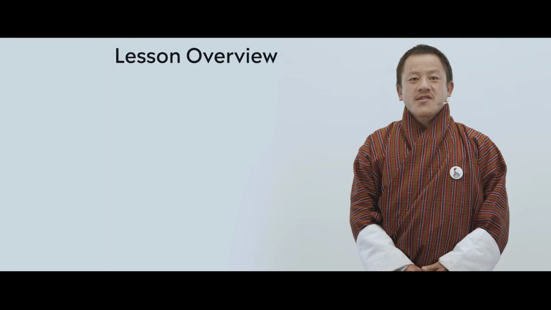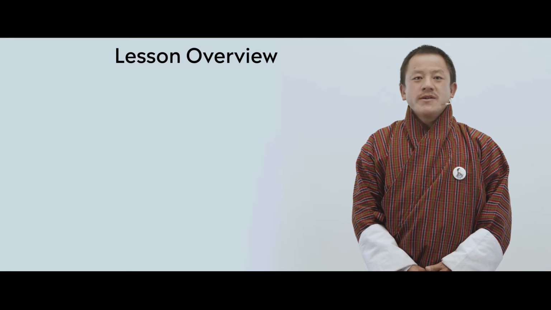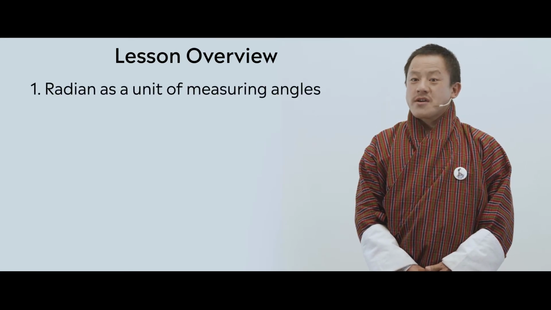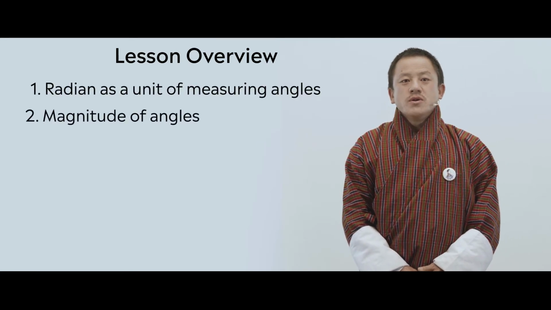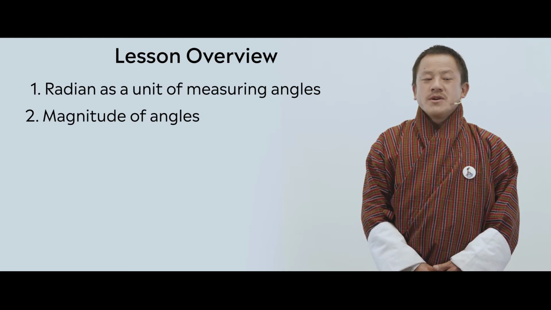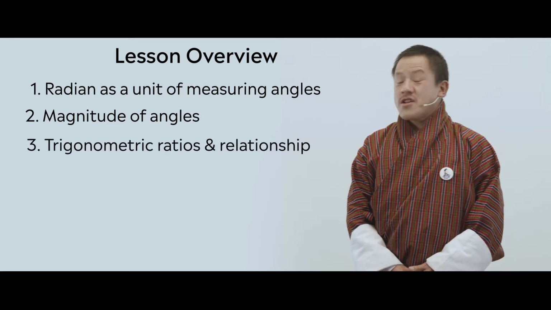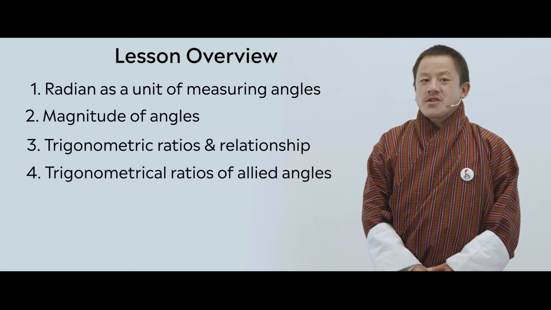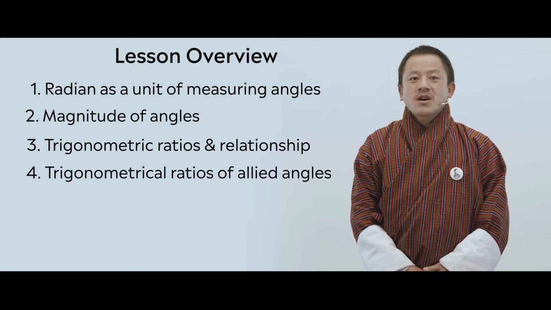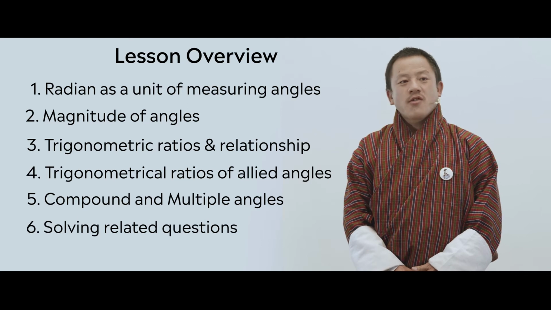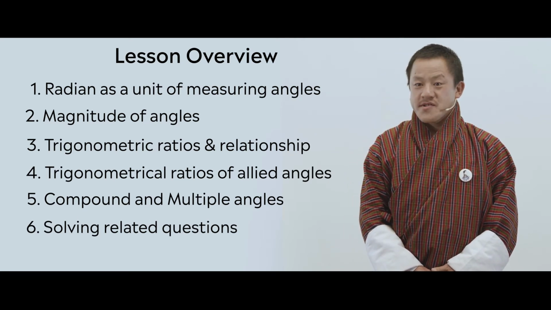The overall lesson overview: number 1, radian as a unit of measuring angles. 2, magnitude of angles. 3, trigonometric ratios and relationship. Trigonometrical ratios of allied angles, compound and multiple angles, and solving related questions.